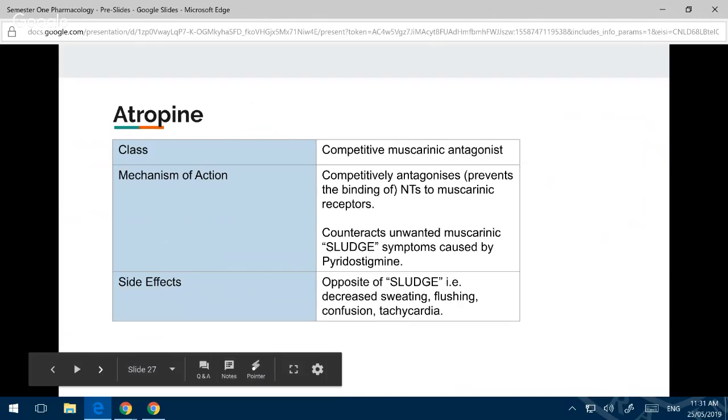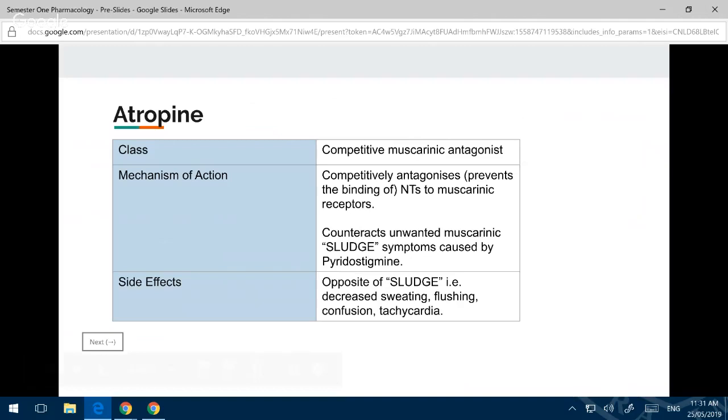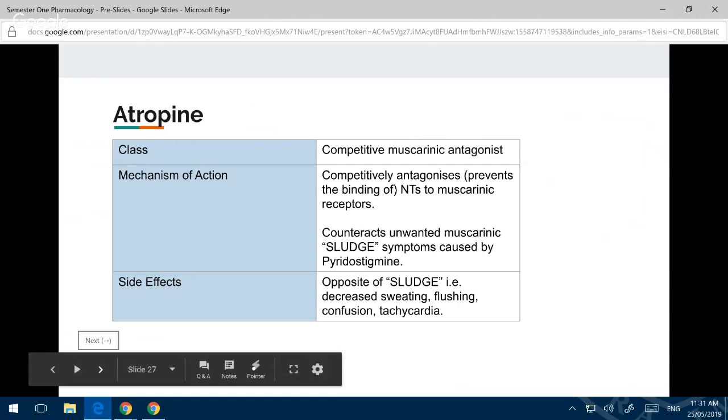That's a competitive antagonist that prevents the binding of neurotransmitters to muscarinic receptors. And of course, we can have the opposite effects of this. So in the side effects, we have the opposite of sludge: decreased sweating, flushing, confusion, and tachycardia.